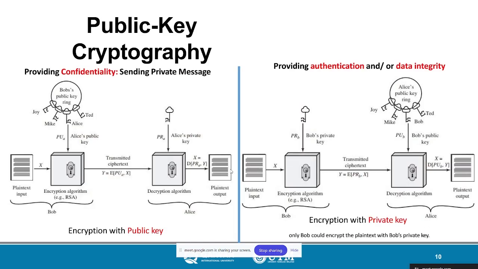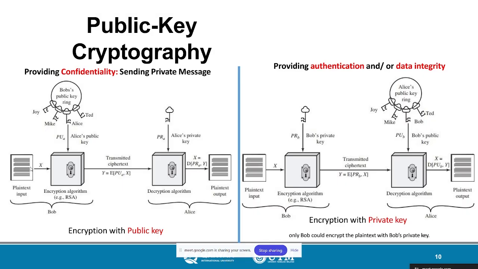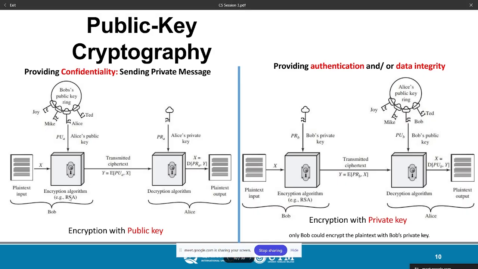Now, public key cryptography provides confidentiality, sending private messages, and provides authentication and data integrity. In our first example, let's say I want to send you a message. My plain text input would be my message: Hello, Mr. Bowen, this is my message. I will encrypt it using RSA, for example, and I will use Mr. Bowen's public key. Is that clear until now?